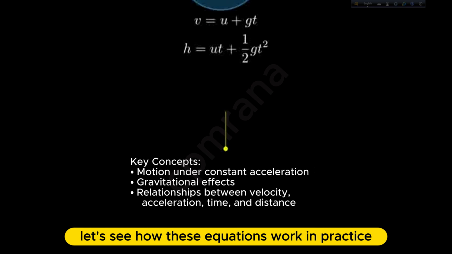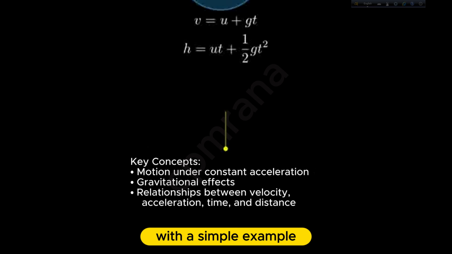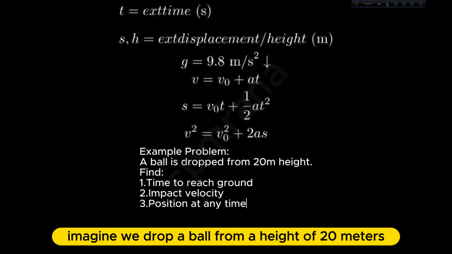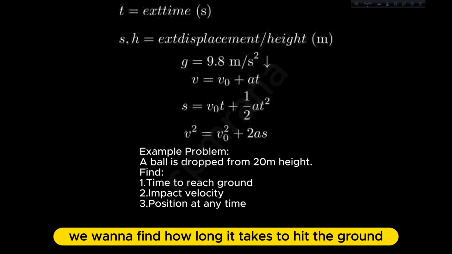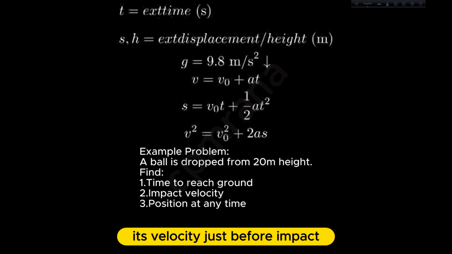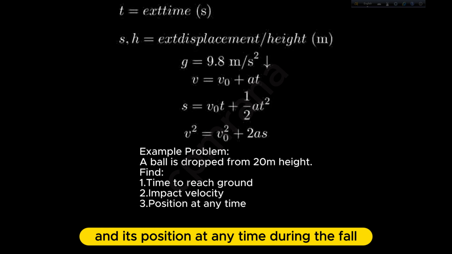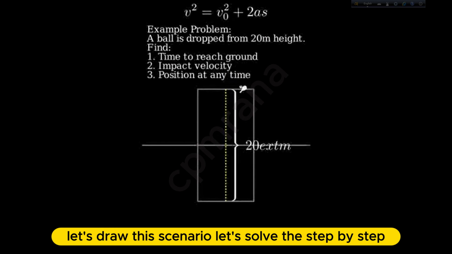Let's see how these equations work in practice with a simple example. Imagine we drop a ball from a height of 20 meters. We want to find how long it takes to hit the ground, its velocity just before impact, and its position at any time during the fall. Let's draw this scenario. Let's solve this step by step.